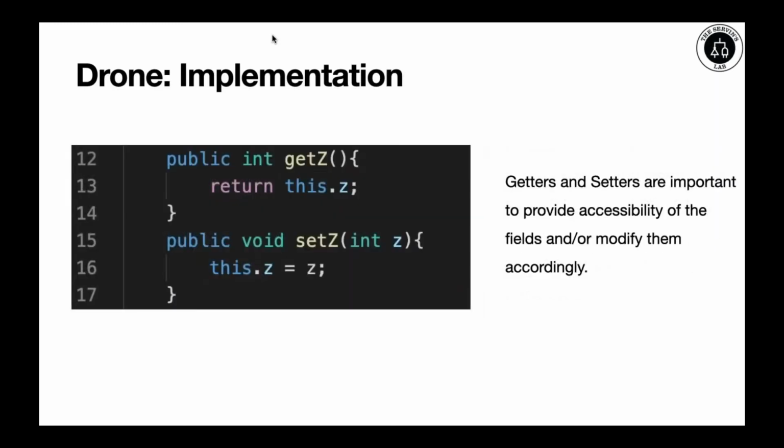How about getters and setters? Every good practice must include them as well. We're going to include getZ, which will give us the altitude in this class, whereas setZ will give us a parameter and you initialize it with the this.z accordingly.